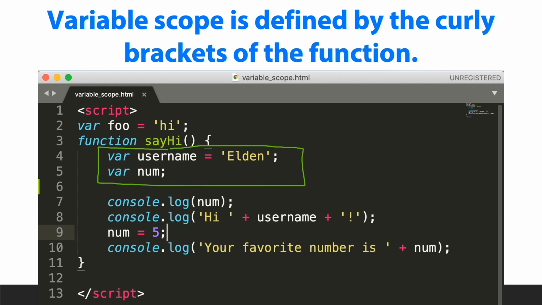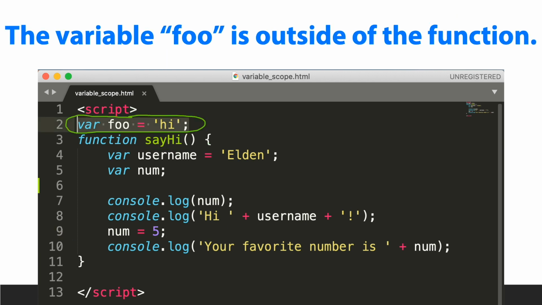Just to summarize this lesson and clarify some confusions, variable scope is defined by the curly brackets of the function. Again, variable scope is defined by the curly brackets of the function. So username and num do not exist outside of this function. As you can see there, highlighted in green, the variable foo is outside of the function. Again, the variable foo is outside of the function.